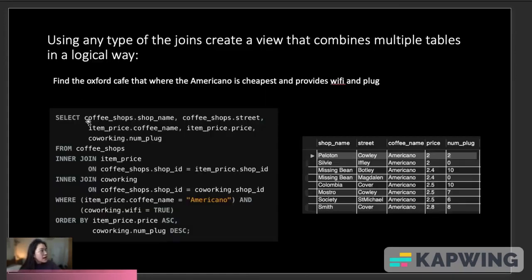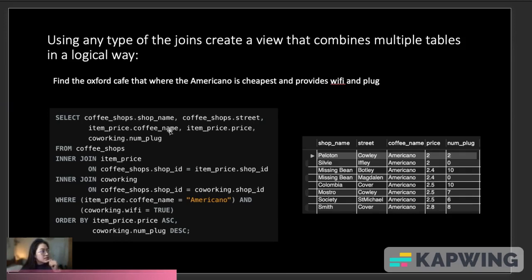First, I want to find a way to know which Americano will be the cheapest among all the coffee shops that I go to, and which of those coffee shops also have Wi-Fi and plugs that I can charge my laptop with. So I grab the coffee shops table and join it with the item price table and the co-working table, setting the shop ID to be equal across each of these tables. That creates a massive joined spreadsheet.